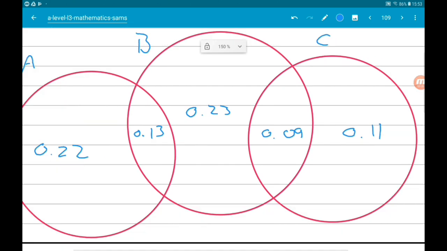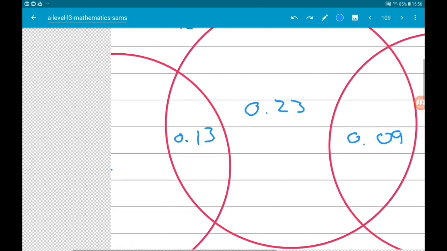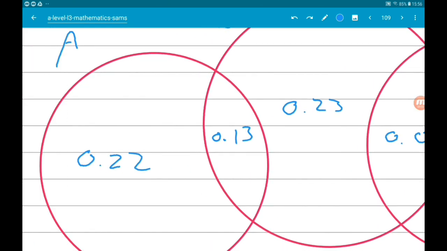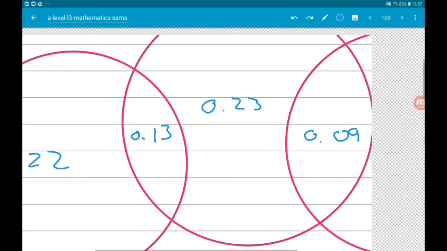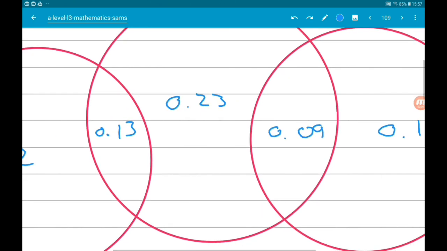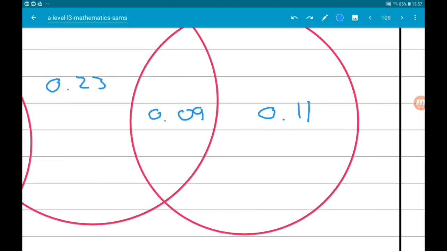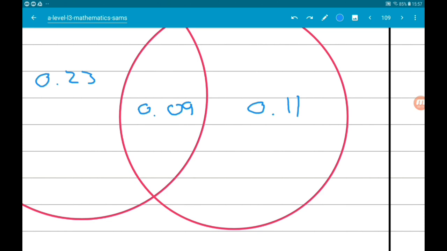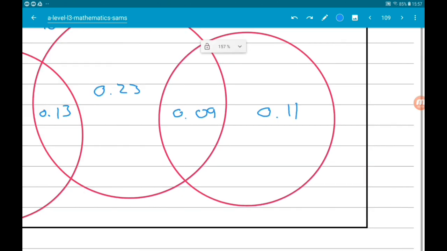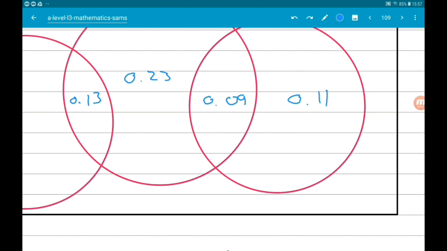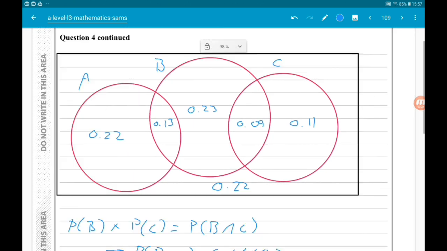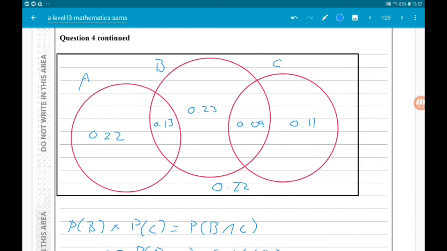And then we need to work out what is in the rectangle. So, if we add all of these together, we have 0.35, 0.58, 0.67, 0.78. So 1 minus 0.78 is 0.22. So that is the Venn diagram.